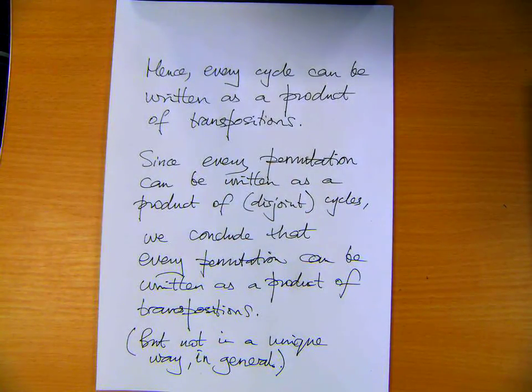Okay, so this is an important fact, that we can build up any permutation just as a product of transpositions. Very simple permutations that just swap two numbers at once and fix everything else.